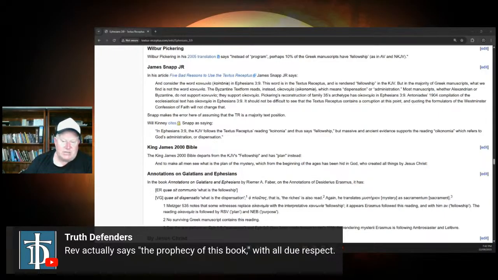But Truth Defenders says Revelation actually says the prophecy of this book, with all due respect. Yes, but even if it is just Revelation, I know where all the words of Revelation are. James White doesn't. He's got a different revelation to majority text guys. They've got a different revelation to what Dan Wallace says would be in there. The ECM has just come out, I think, with 116 changes or something like that. Maybe not that many, but they're still trying to find the book of Revelation.